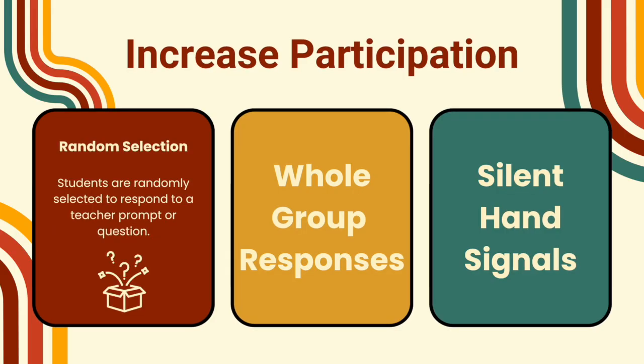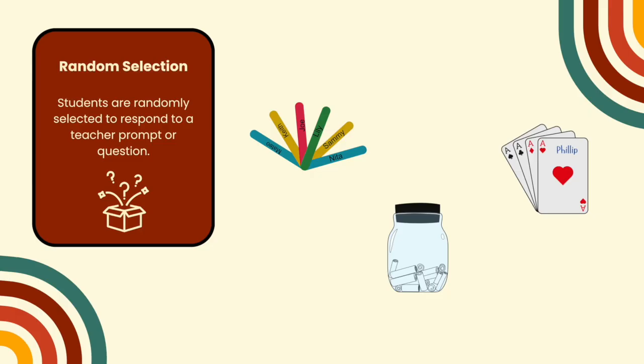Our first strategy is random selection. This means the teacher randomly selects the student who's going to respond to a posed prompt or question. One strategy for randomly selecting a student can be to draw a popsicle stick, slip of paper, or card with a student's name on it. That would be the student who would be responsible for responding. It is important to pose the question to the class before you select the student who will respond. This makes sure that all students listen to the question.